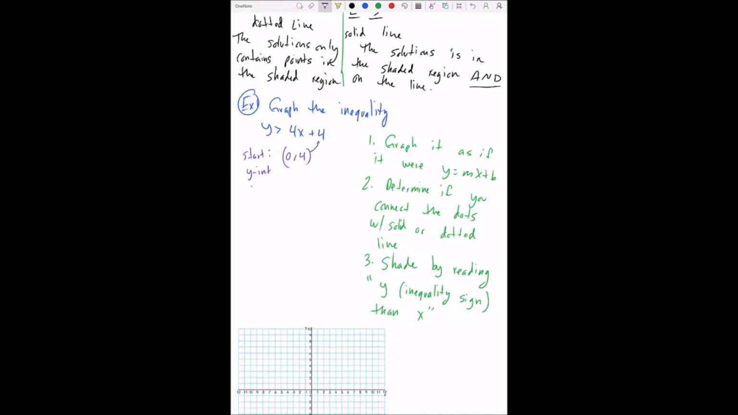Next, we want to figure out the slope. The slope is the number with the x, so it's going to be 4 over 1. We can go up and right or down and left. And next, we want to determine if it's going to be solid or dotted. Well, since there's no line underneath, it's going to be dotted. And then we're going to read the inequality: y is greater than x.